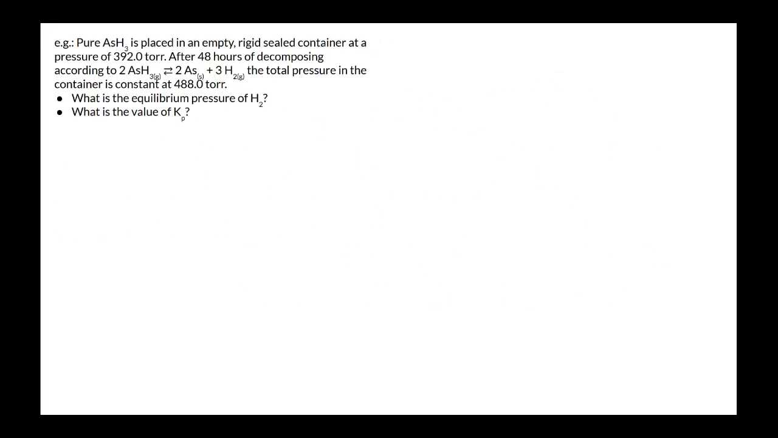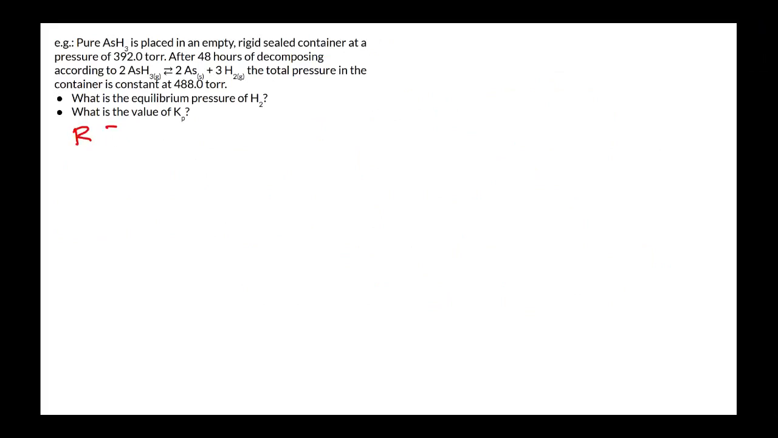Here's another example. Pure AsH3 is put in an empty, rigid, sealed container, and the pressure is 392.0 torr. After 48 hours of decomposing, here's the reaction that's given. The total pressure in the container is constant at 488 torr. What's the equilibrium pressure of H2 is the first question we have to answer, and then what is the value of Kp? So first let's set up our RICE chart.